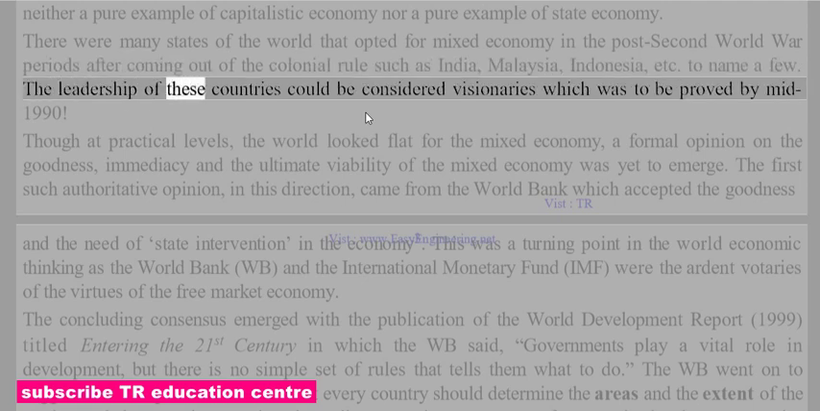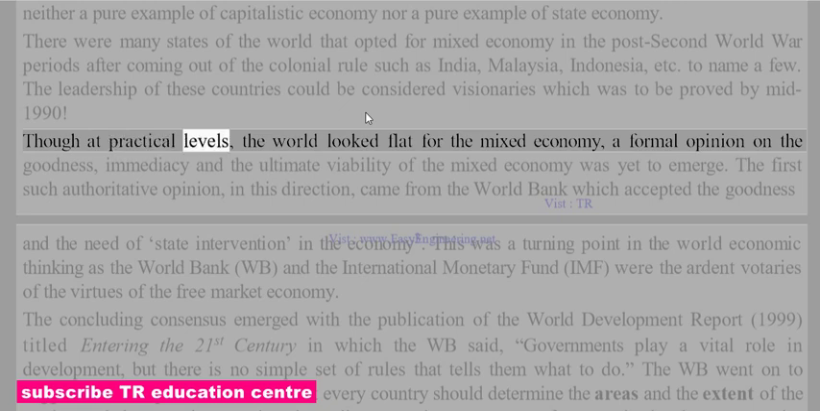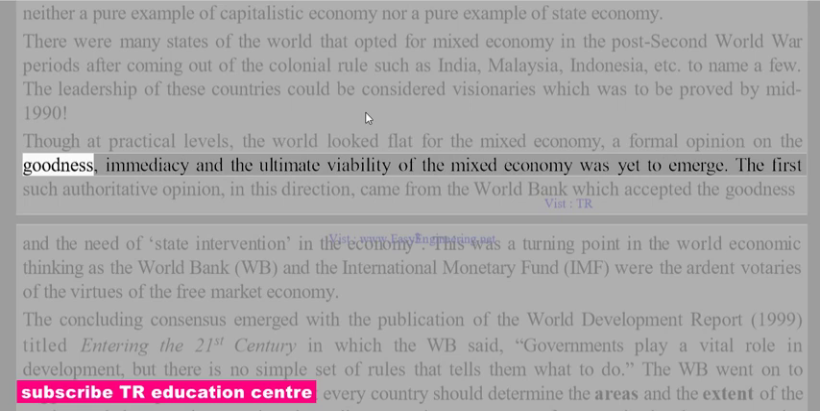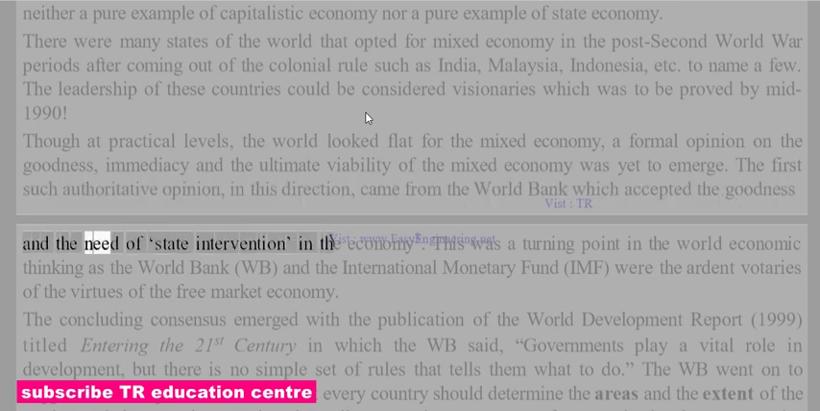The leadership of these countries could be considered visionaries, which was to be proved by the mid-1990s. Though at practical levels the world looked flat for the mixed economy, a formal opinion on the goodness, immediacy and the ultimate viability of the mixed economy was yet to emerge. The first such authoritative opinion in this direction came from the World Bank, which accepted the goodness and the need of state intervention.